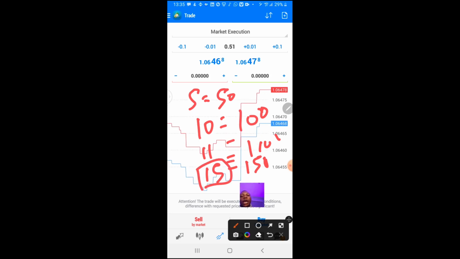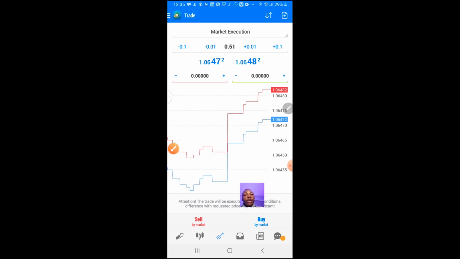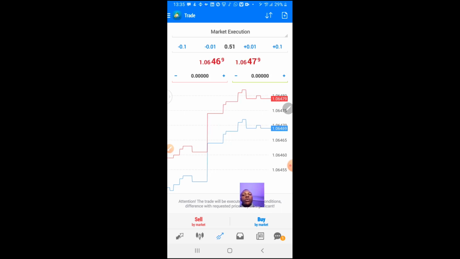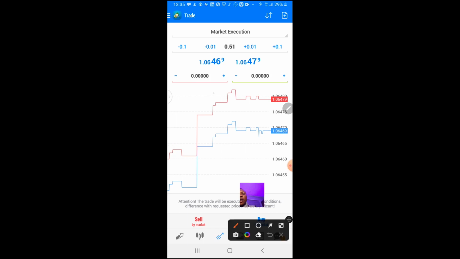So I believe from here you have now understood lot sizing and how to place trades with a good lot size. So this now takes us to risk management. Let me just explain about risk management. Like I was saying, if your account is, let's say, $20.